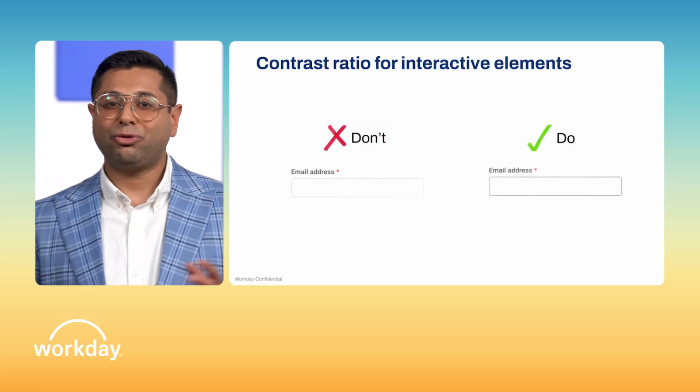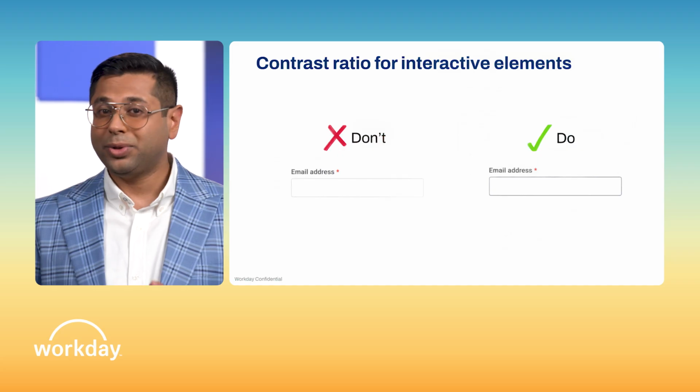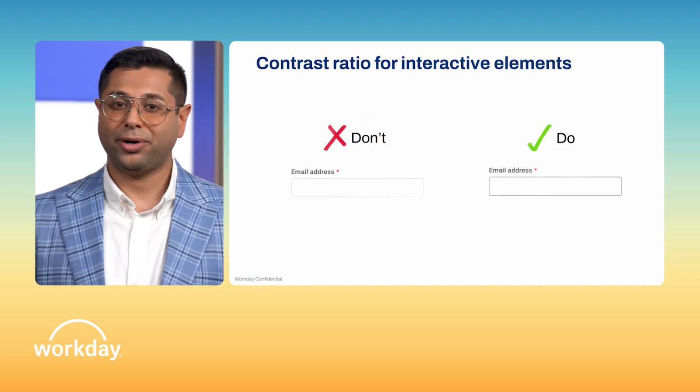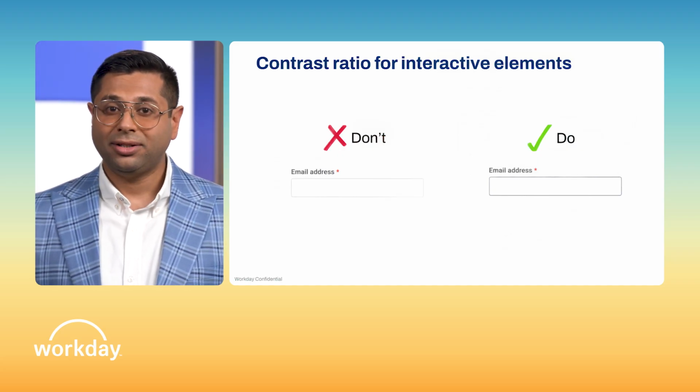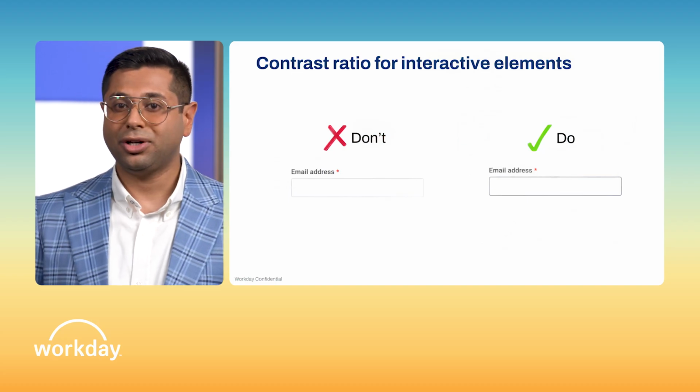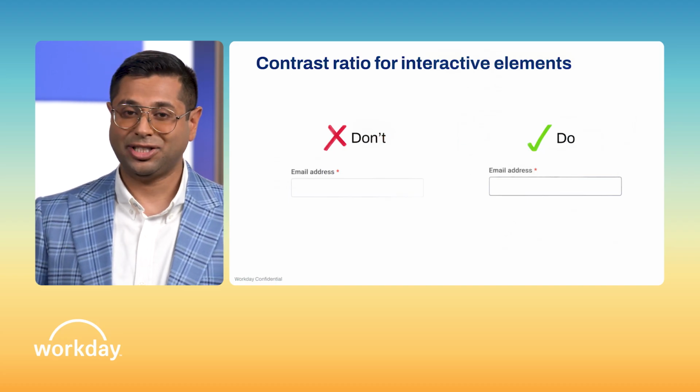Let's illustrate the importance of color contrast for interactive elements. The left text input field's border is hard to see due to its low contrast ratio against the background. In contrast, the right field's border has a sufficient contrast ratio, making it easily visible.